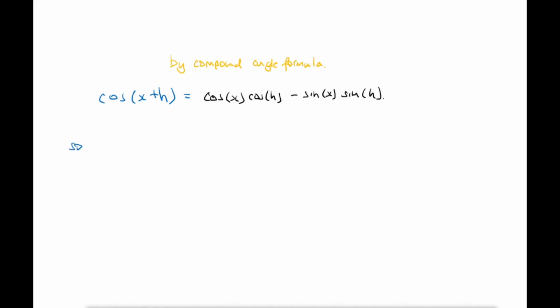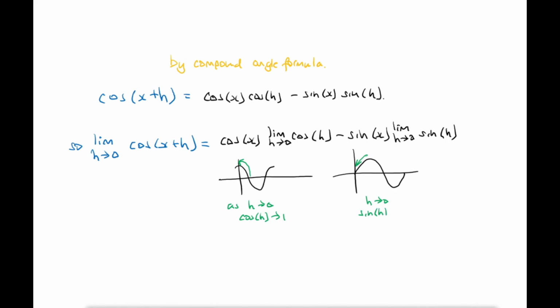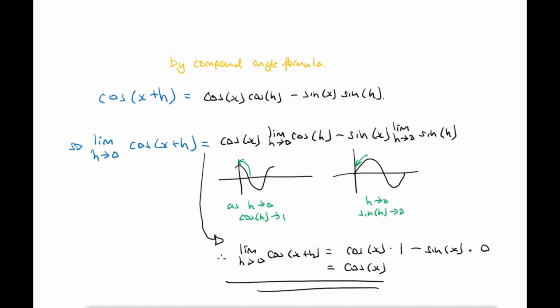Because we're trying to find a limit, the limit as h approaches 0 of cos of x plus h equals cos x times the limit as h approaches 0 of cos h, since we're only concerned about the variable h, and the same with the other one: minus sine x times the limit as h approaches 0 of sine h. Now if I draw my sine and cosine graphs, as h approaches 0, cos h approaches 1 and sine h approaches 0. So by substituting those values in, we get the limit of cos of x plus h equals cos x times 1 minus sine x times 0. So we're just left with cos x, and that's our answer.